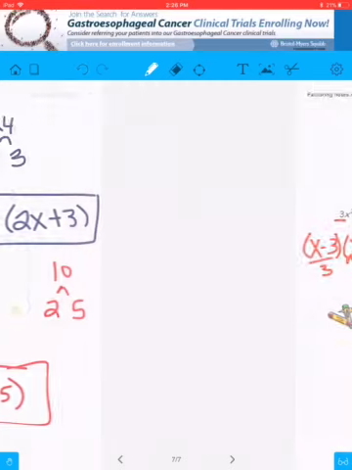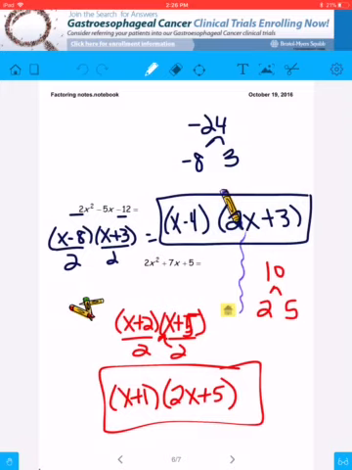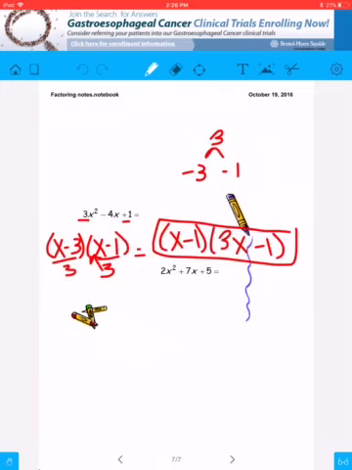I think this next example we have already done. Okay, so I'm not even going to worry about that one.